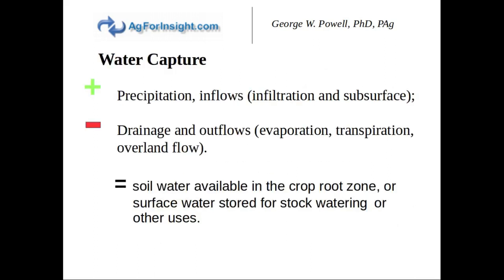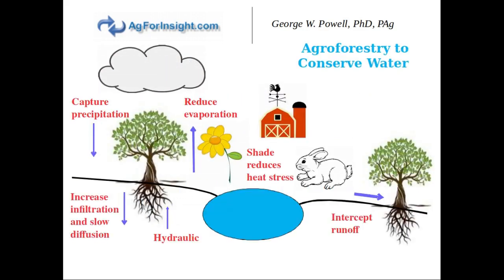So water capture at the farm level, really, that soil water that's available in the crop root zone or surface water stored for stock watering or other uses, is the difference between your inputs, your precipitation, and those inflows, be it at the surface or subsurface, and what drains away or flows away, or is lost through evaporation or transpiration. And agroforestry, that placement of trees and shrubs on your farm, acts in many ways to enhance that balance of the water in your favor.